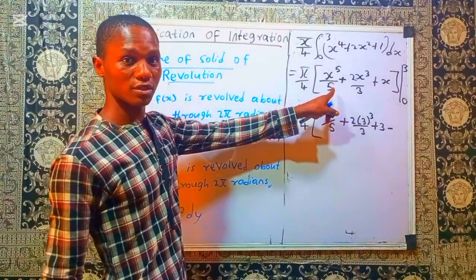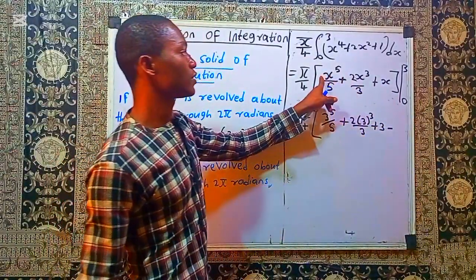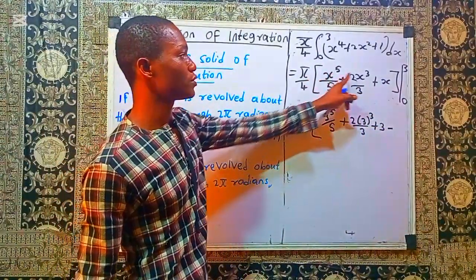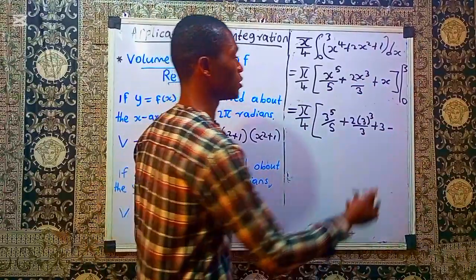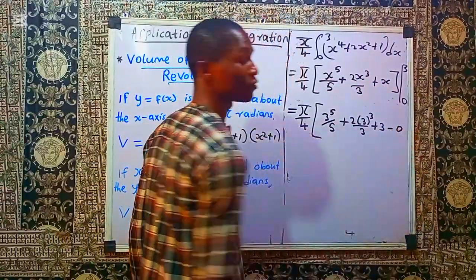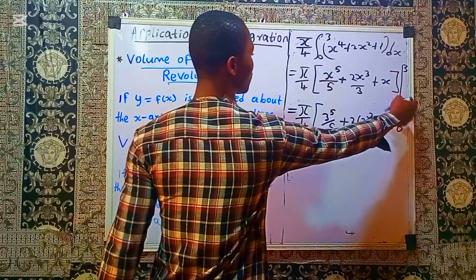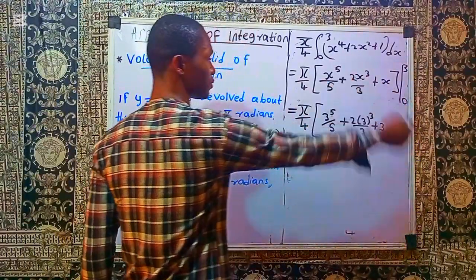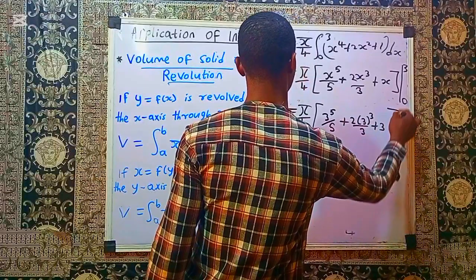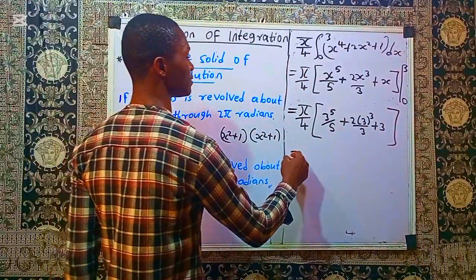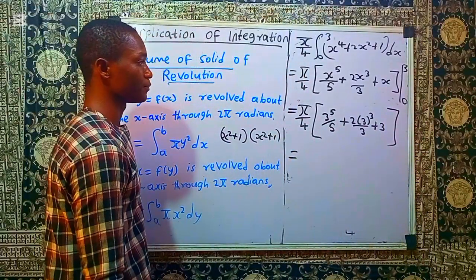If you put x for 0 here, this will be 0. Put x for 0 here, you get 0. Put x for 0 here, you get 0. So for the lower bound, we are going to have minus 0, because the lower bound is putting x for 0, which is 0 throughout. So we don't have a value for the lower bound. So we can simplify this result further.